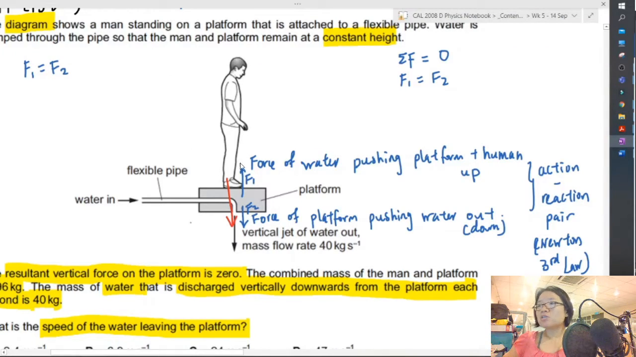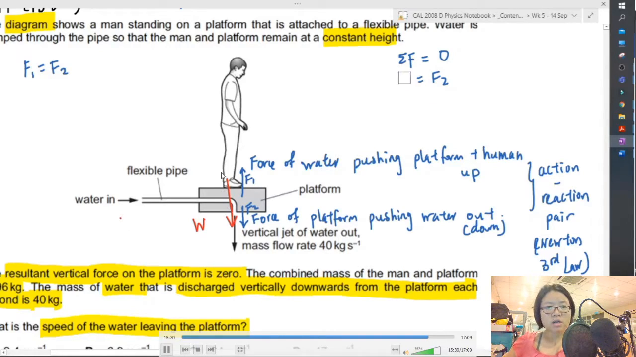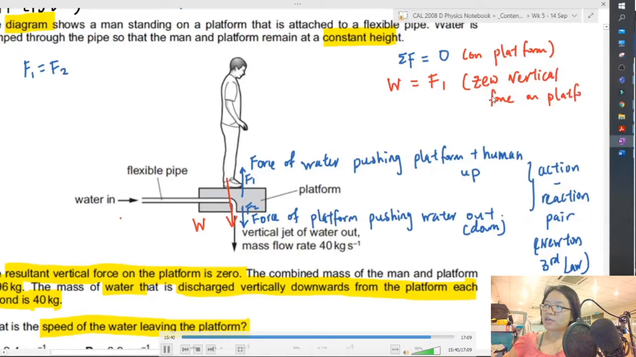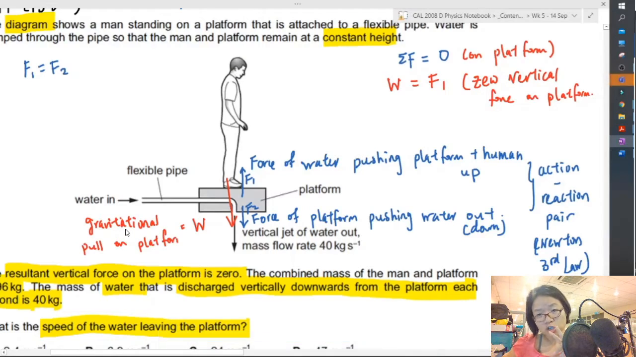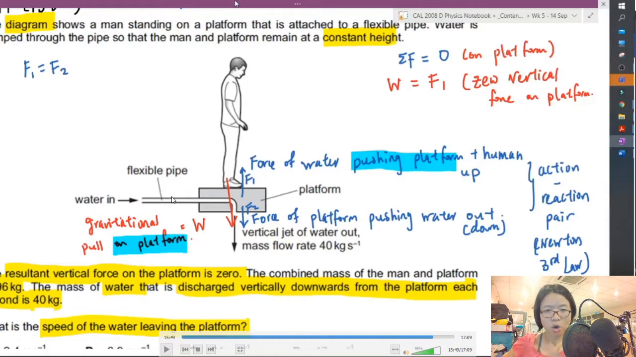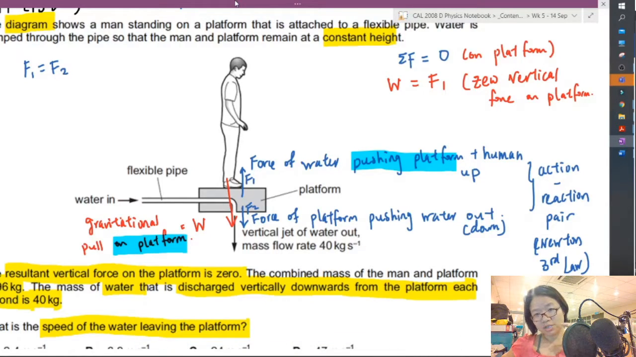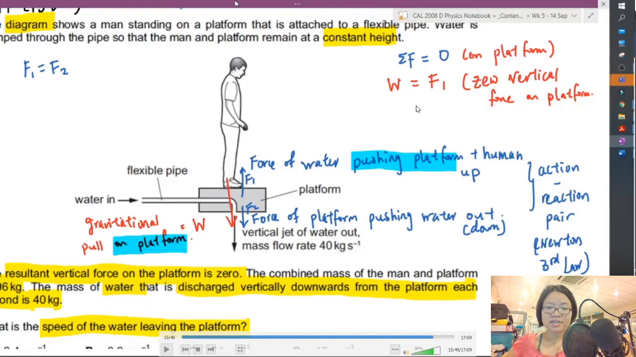All right. So from here, I can tell that this human will also have some weight. So the W will be equal to F1 because this is on the platform. Okay, so 0 vertical force on the platform as mentioned here, because this is the gravitational pull on the platform. So our system in question, or what we care about, is actually the platform. Make sense? So in this case, if the platform is pushing the water down with F1, then the water will support the platform at F2.